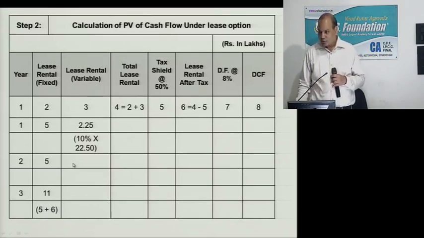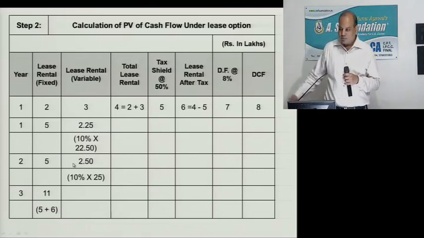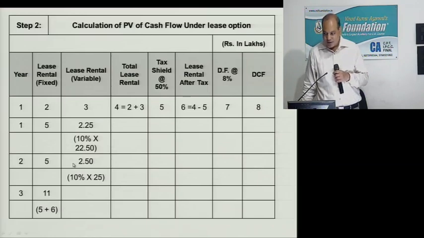Next line. What is the next year estimated revenue? Second year 25. 10% into 25, 2.5. Without calculator. Try once at least 10% of 25. 2.5. Amazing. Next year try 10% of how much? 27.5. How much is 10% of 27.5? 2,75,000. 2.75. Very good.